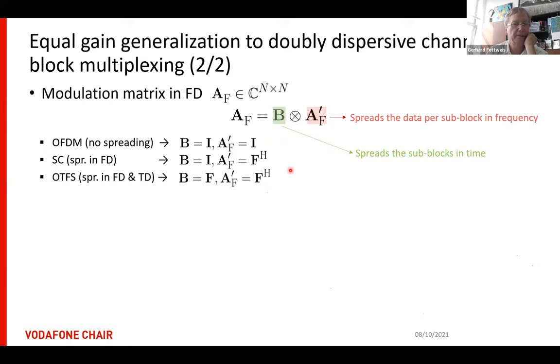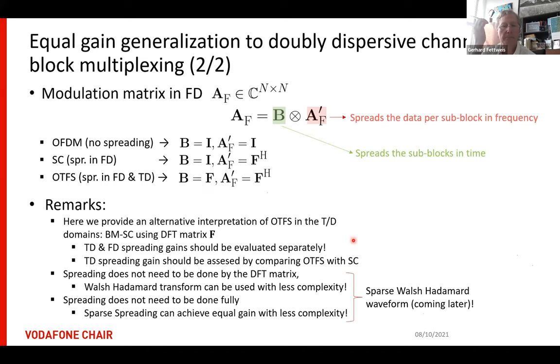If we have single carrier, we're actually spreading in frequency massively, totally. Every symbol contains all frequency components identically. So anything that we see in terms of frequency selectivity is equalized this way. And in OTFS, we use a Fourier transform in frequency and in time over multiple OFDM symbols. And this is where we then basically get this nice gain. So that is the important part to understand.